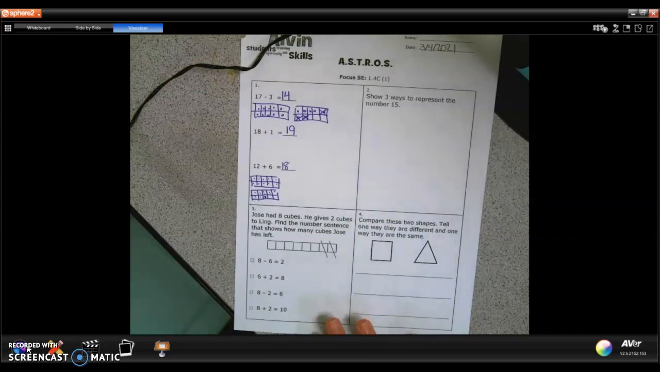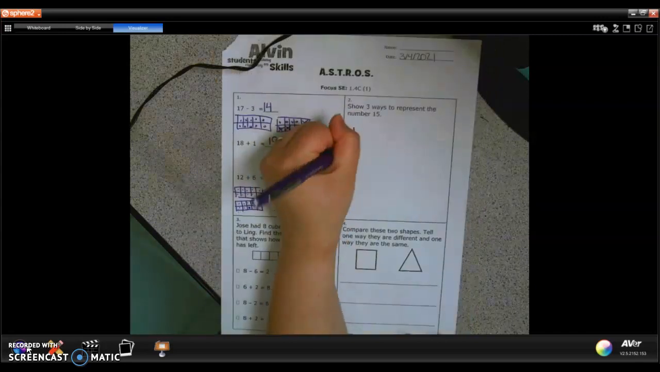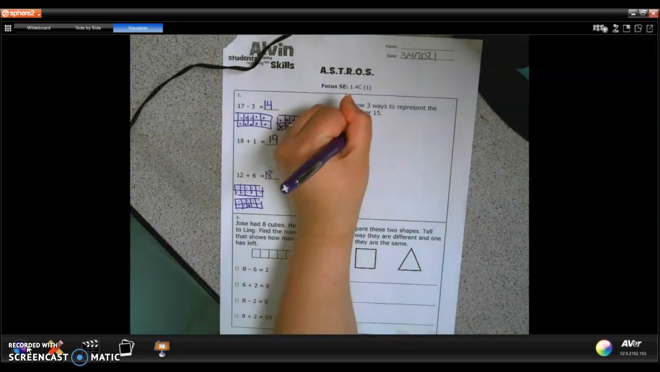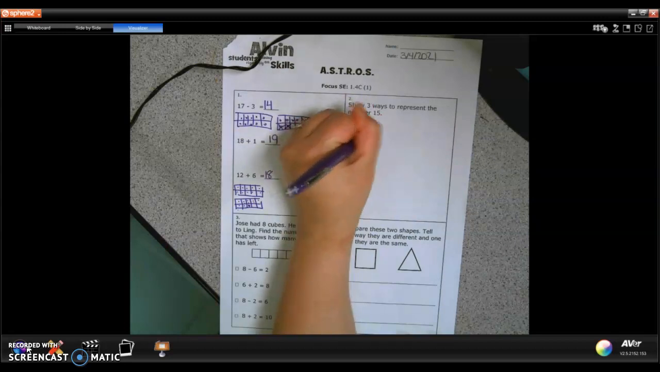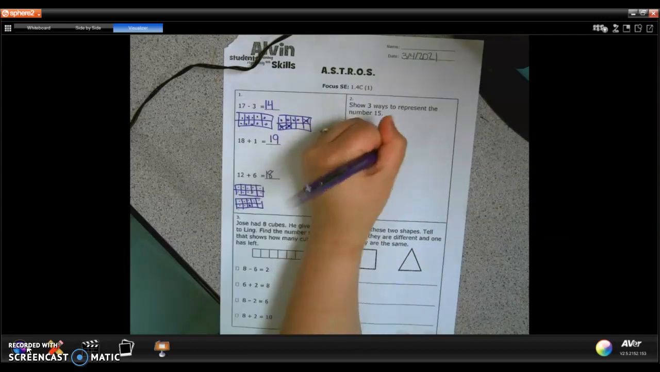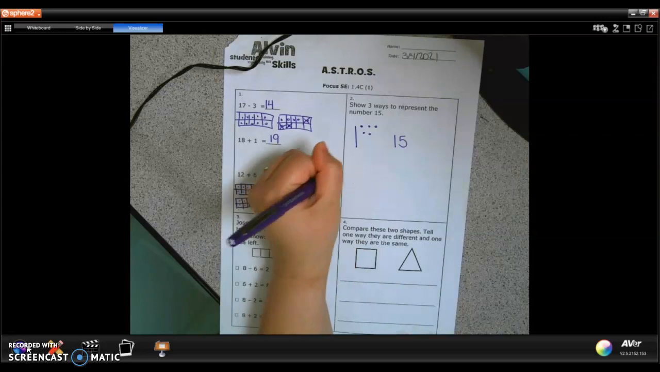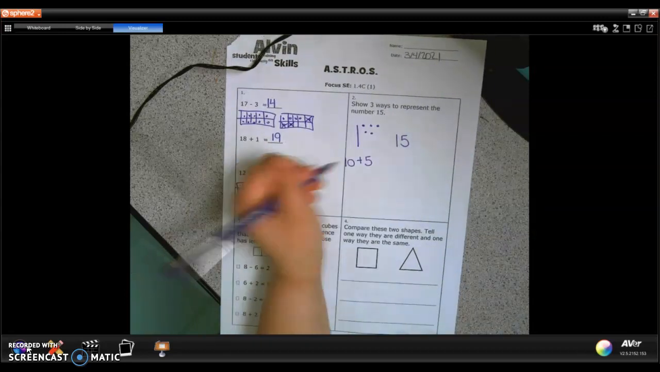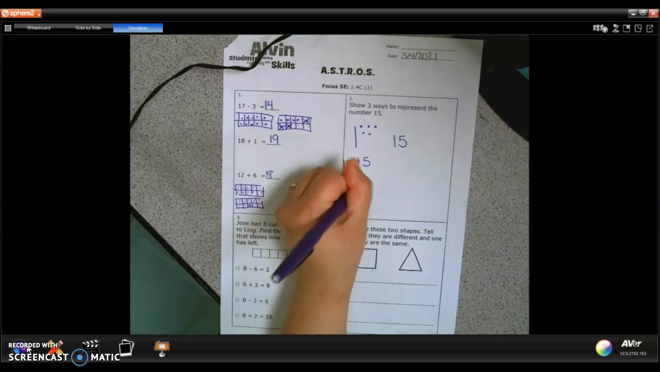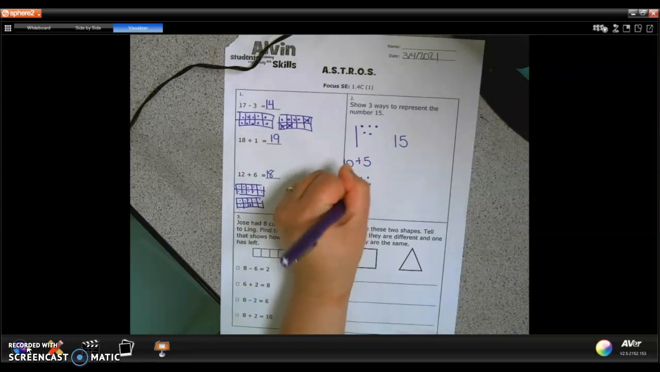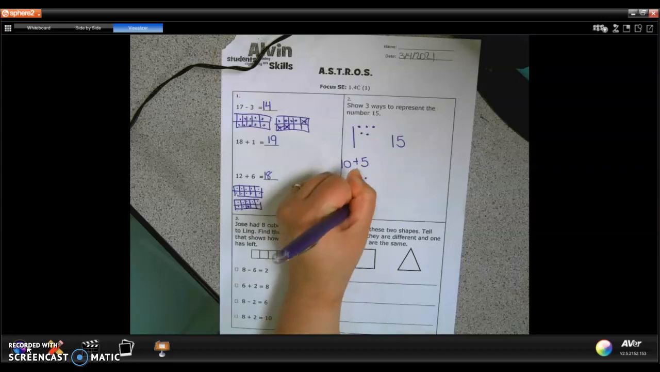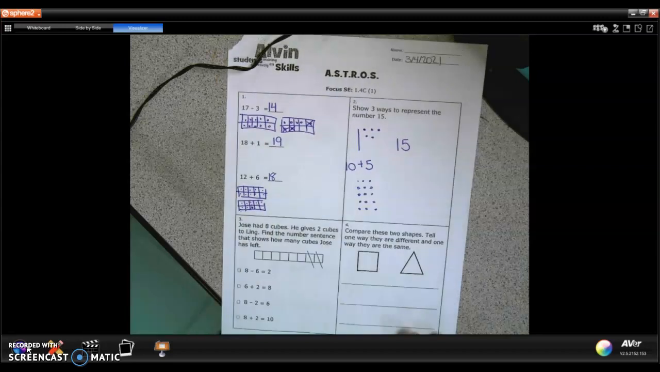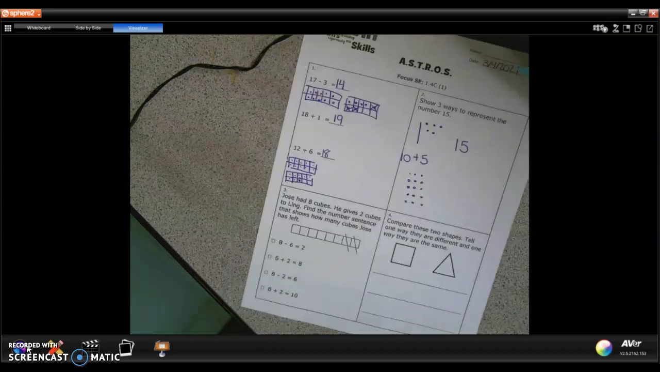Show 3 ways to represent the number 15. So I could represent it with base 10 blocks. I could show one group of 10 and 5 ones, 1, 2, 3, 4, 5. I could represent it in standard form. I could represent it in expanded form, 10 plus 5. I could represent it by using 15 ones, 1, 2, 3, 4, 5, 6, 7, 8, 9, 10, 11, 12, 13, 14, 15. These are all different ways I could have represented the number 15.